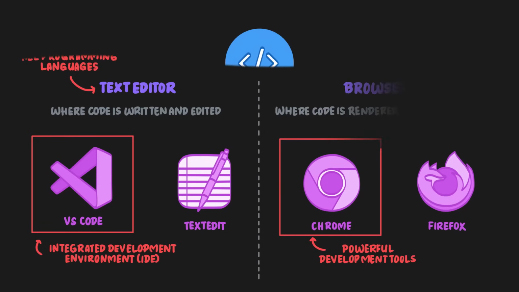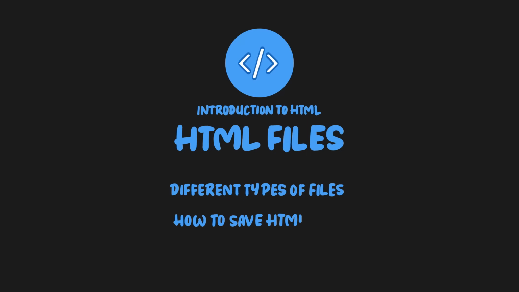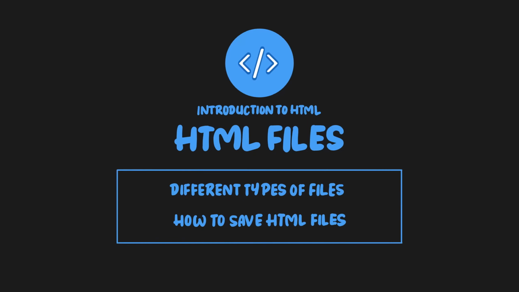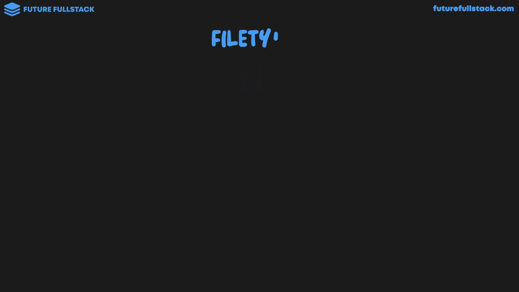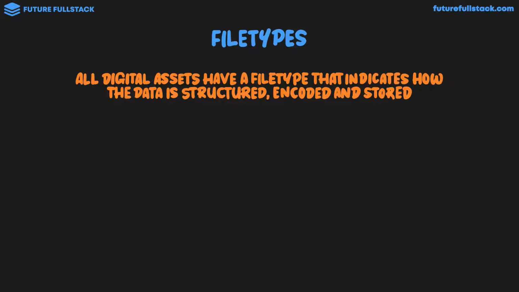Next up, we'll learn how to create HTML files. We'll be looking at different types of files and how to save HTML files. Before discussing HTML files specifically, I want us to get a better understanding of file types in general. All digital assets have a file type that indicates how the data is structured, encoded, and stored. We'll start by taking a look at very common file types you've likely come across.